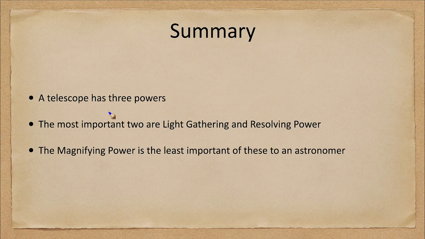So let's go ahead and finish up with our summary. We talked about the three powers that a telescope has. We said the most important two are the light gathering power and the resolving power, and that the magnifying power is the least important of these to an astronomer. So that concludes this misconception on magnification being the most important property of a telescope.